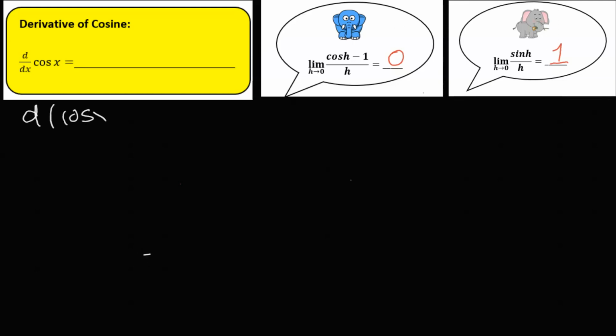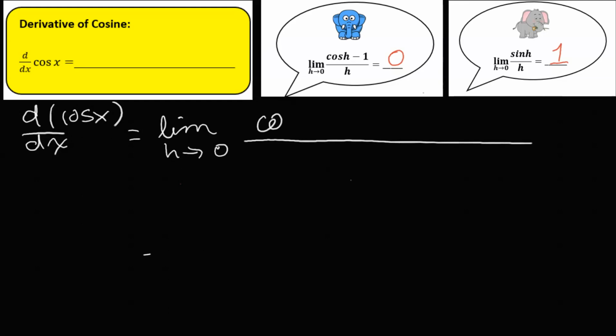The question here is, what is the derivative of cosine of x? So the derivative of cosine of x by definition is the limit as h goes to 0 of cosine of x plus h minus cosine of x, all over h. That's the limit definition of the derivative. Do you remember what cosine of x plus h is?